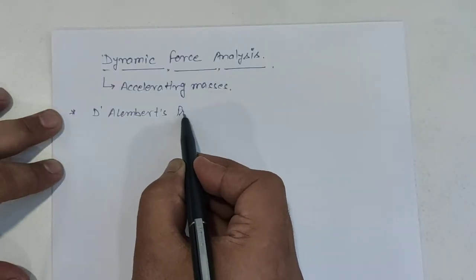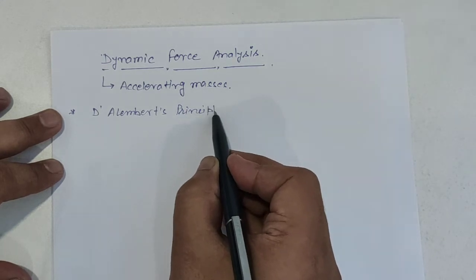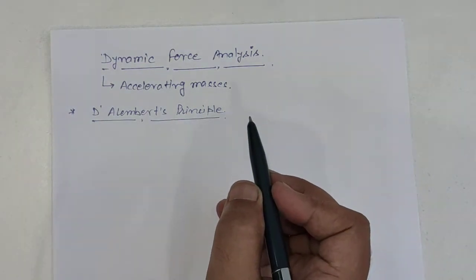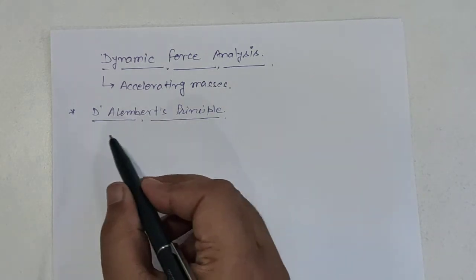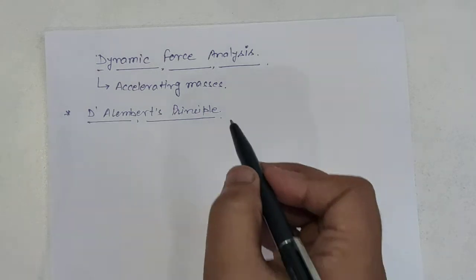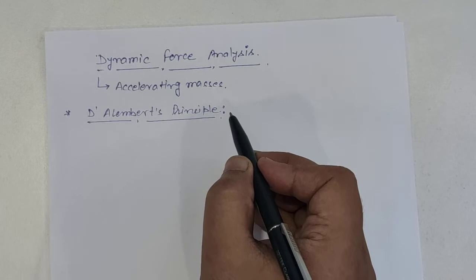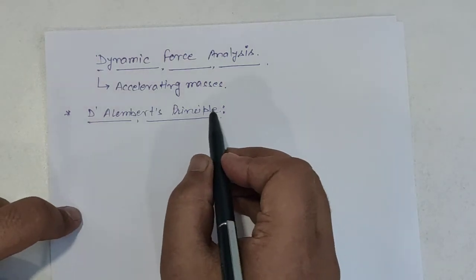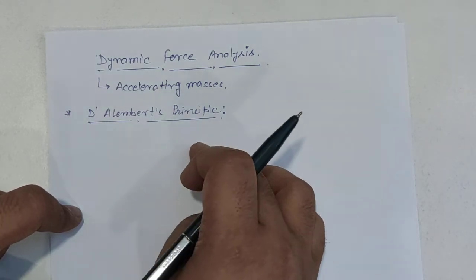D'Alembert's principle. What is D'Alembert's principle? D'Alembert's principle is used to convert dynamic force analysis into static force analysis. We are going to use this principle to analyze the dynamic force system, whenever we have masses having acceleration, to convert dynamic force analysis into static force analysis.